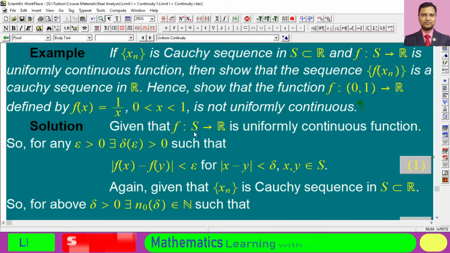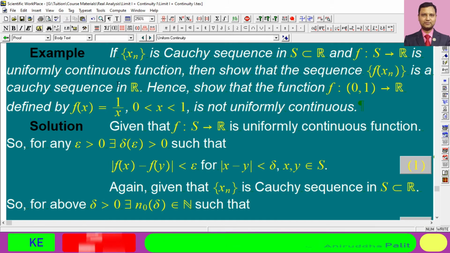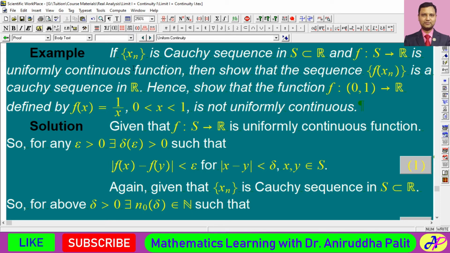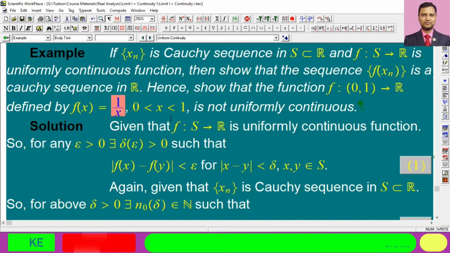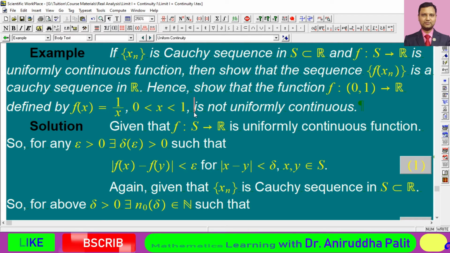Now, in order to finish this lecture, we are going to discuss this example. Over here, we get a result along with one more example of the fact that 1 by x is not uniformly continuous in the interval. So we are considering the interval (0, 1).